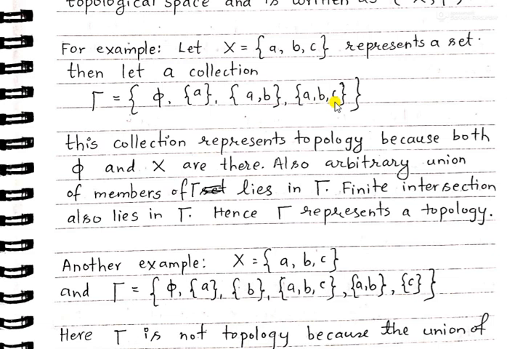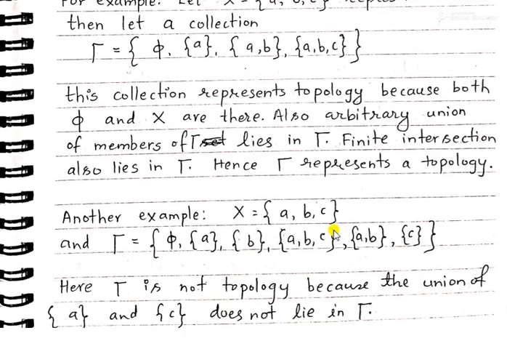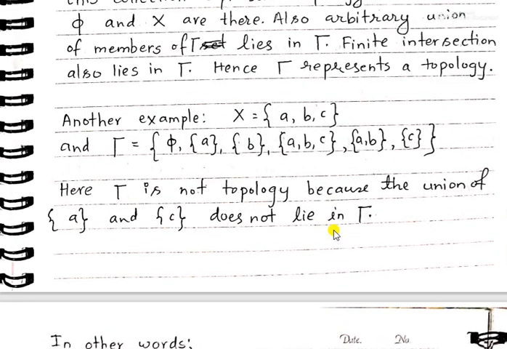So all three criteria are satisfied for this sub-collection. This collection represents a topology because both phi and X are there, the arbitrary union of members of tau lies in tau, and finite intersections also lie in tau. So tau represents a topology. Let's go to another example.